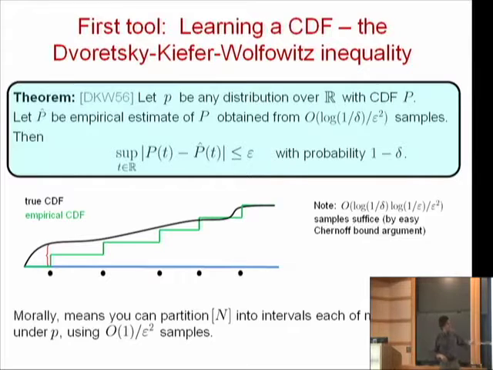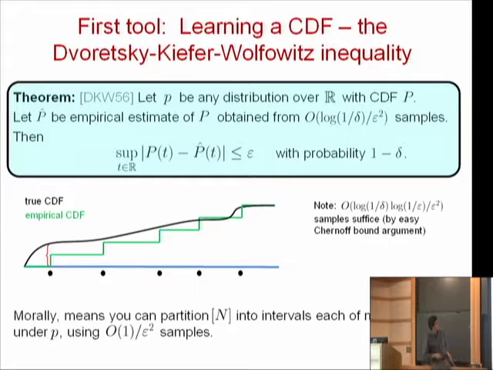Just a little bit of trivia. This Wolfowitz is the dad of Paul Wolfowitz, the political guy. The dad was a statistician, I think, or a probability guy at Cornell. I don't know anything about what the children of Dvoretzky or Kiefer have done at any point.